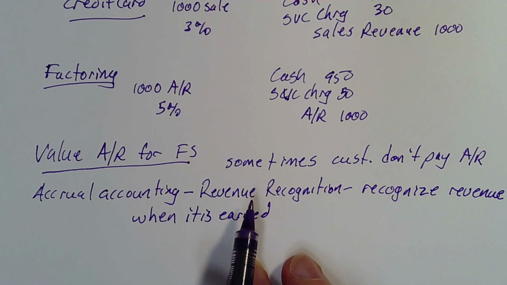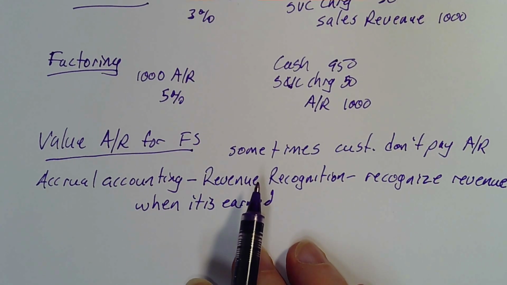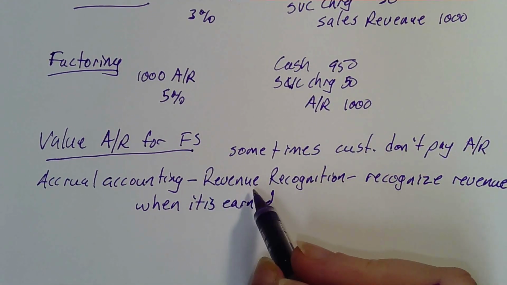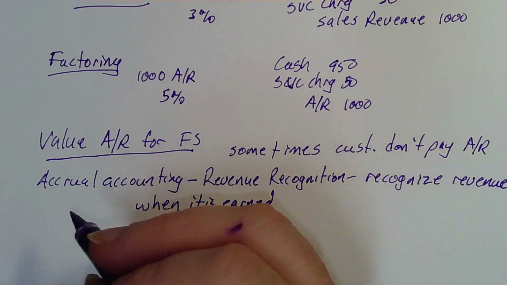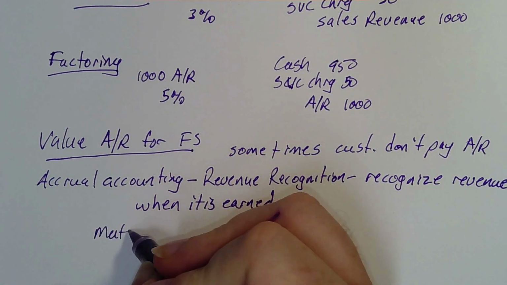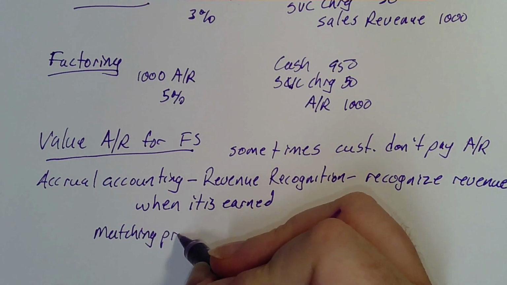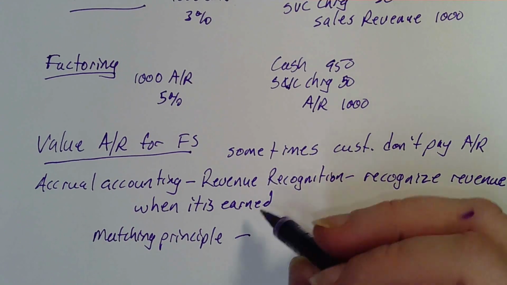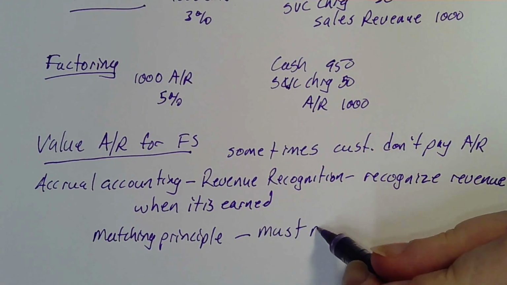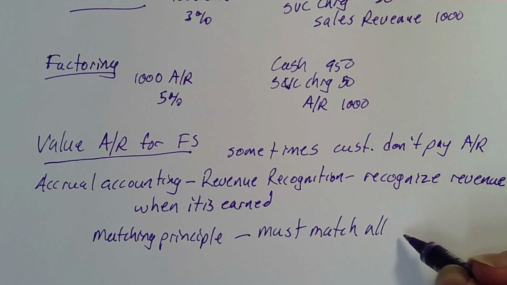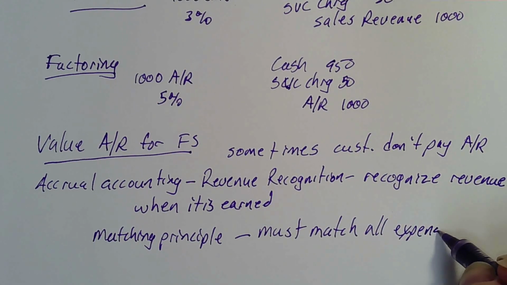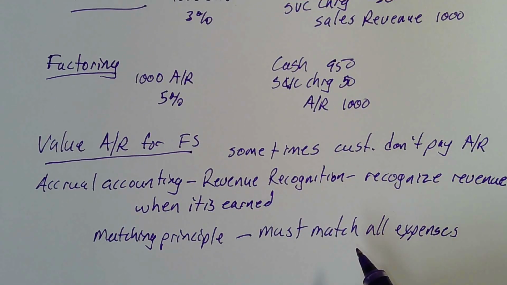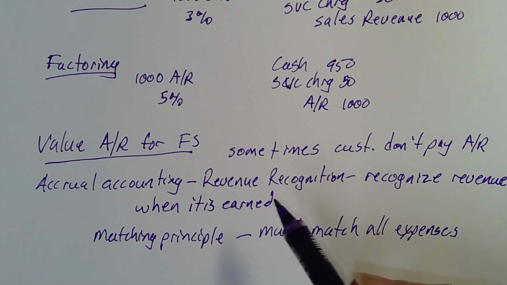So the other part of the revenue recognition that we talked about, but did not make a big deal of, is with every revenue, there's expenses attached to the revenue. And so we've got this other principle called the matching principle. And what that tells us is that we must match all expenses to their revenues, because the definition of an expense is something that helps generate revenue.